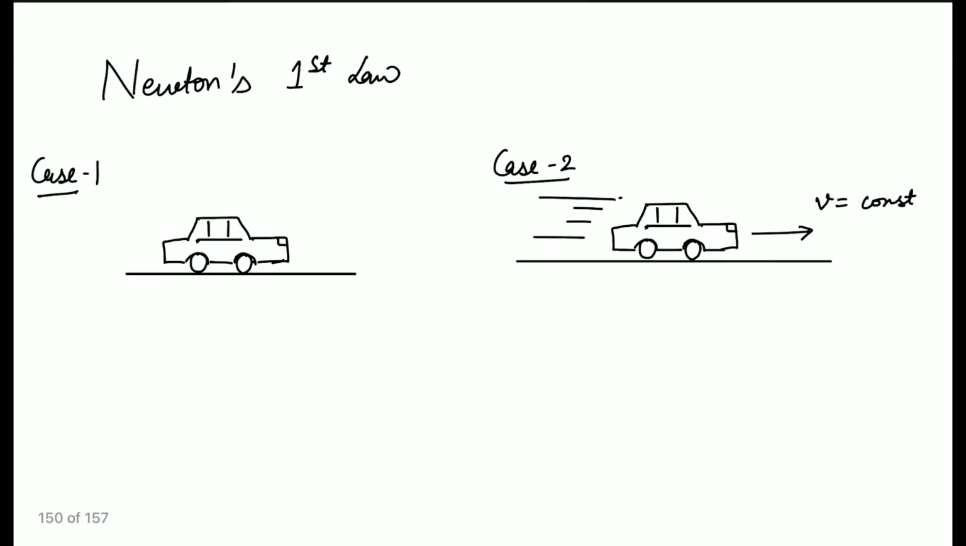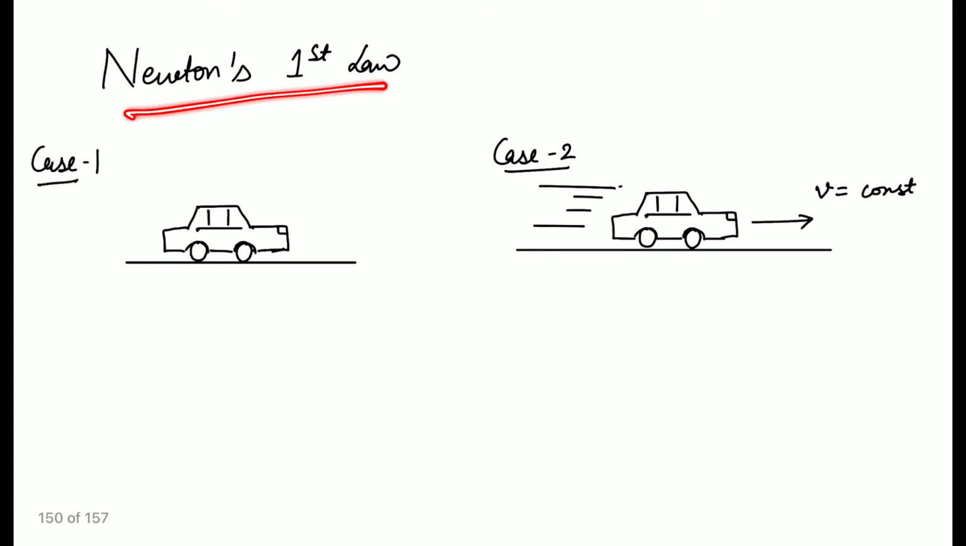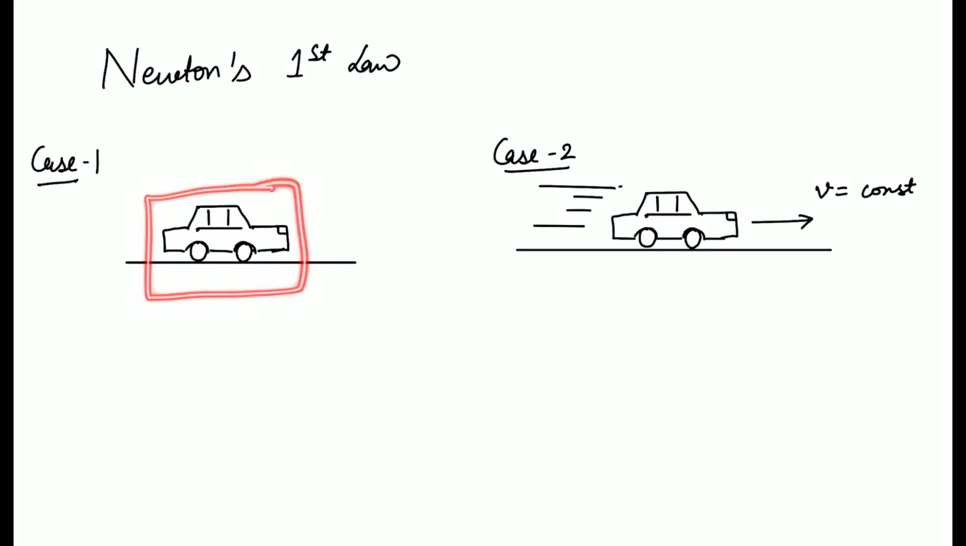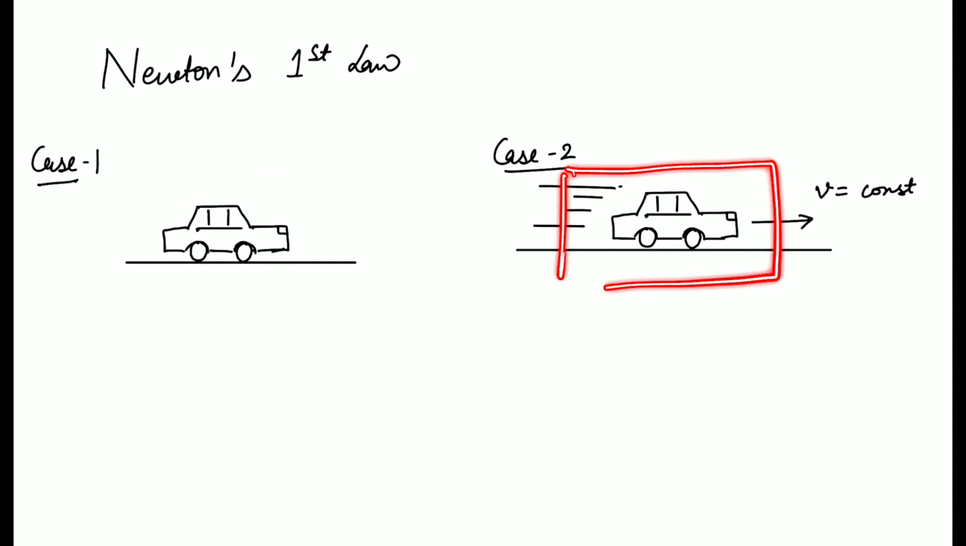Okay, so let me start with Newton's first law of motion, which is a very famous law and we all know it, right? So what is Newton's first law? It states that whenever there is a body at rest, it will tend to remain at rest, and whenever the body is moving with some constant velocity, it tends to move with that constant velocity until and unless there is an external force to change its state, right?